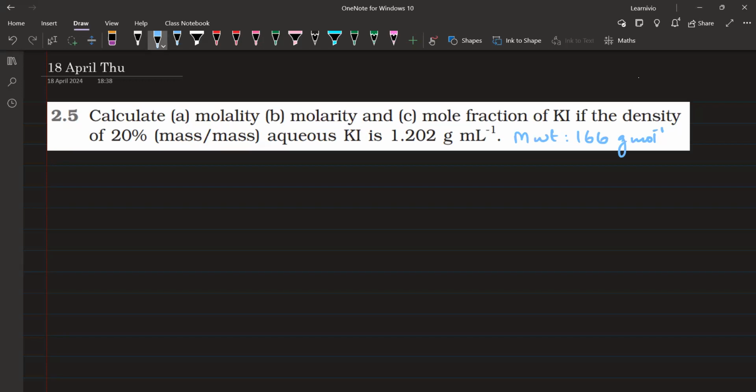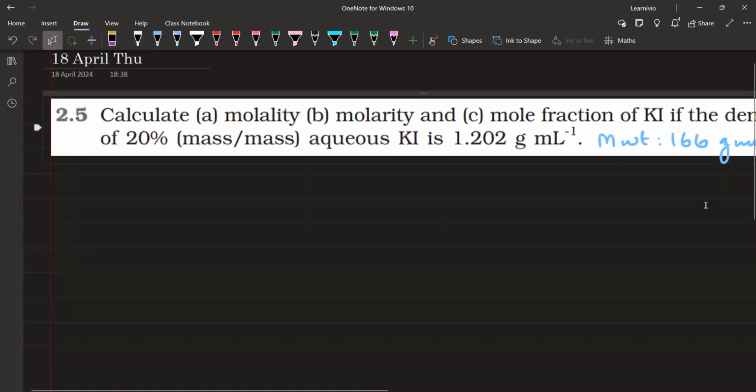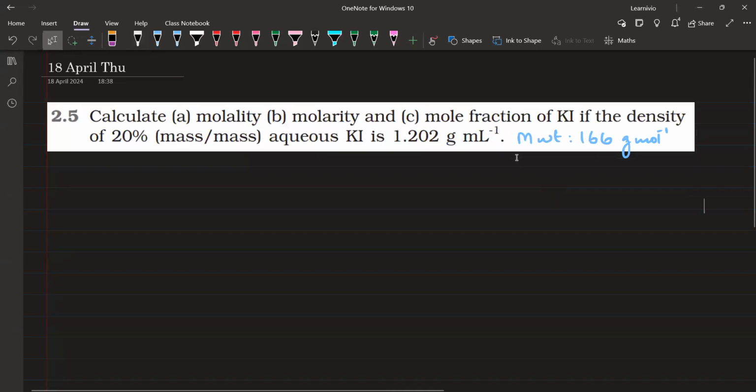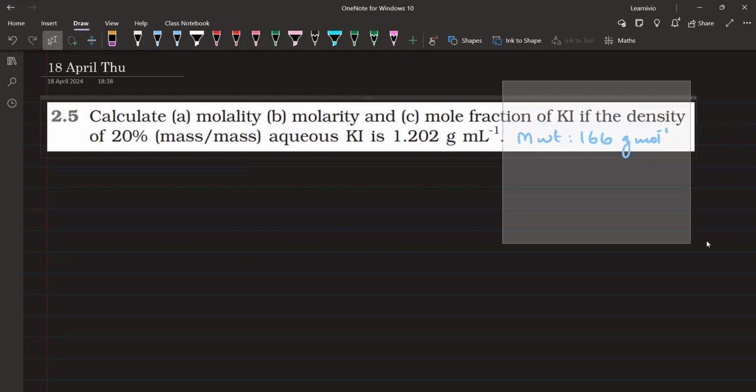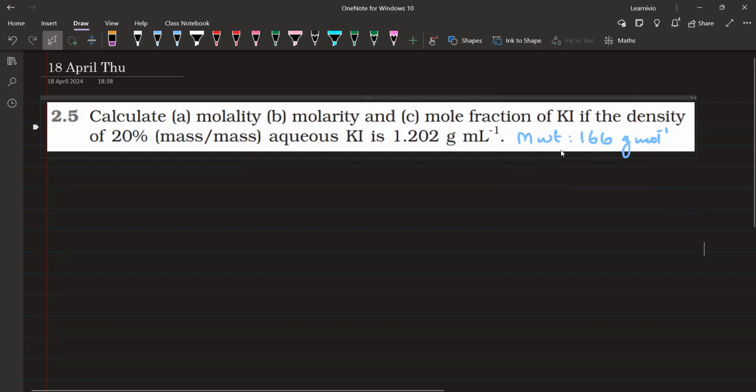Done writing the question? Yes or no, please tell me. Yes, sir. Can you guys do this? Okay, I will tell you the initial steps. If you have been practicing, then it should be done. It is not a very tough question. We have seen similar questions in the class, so if you are practicing the questions, you'll be able to do this.